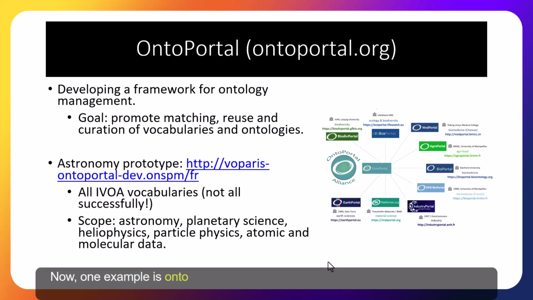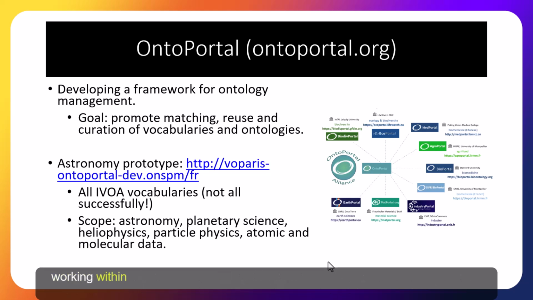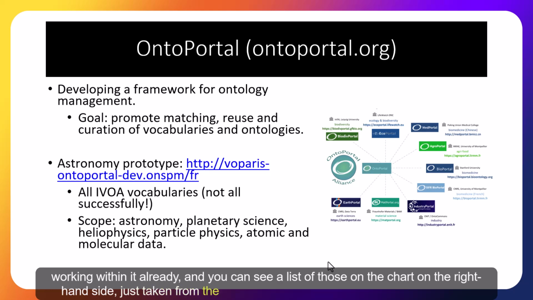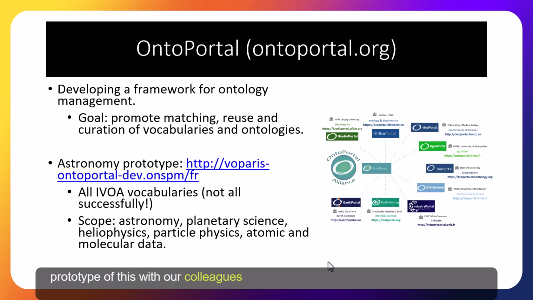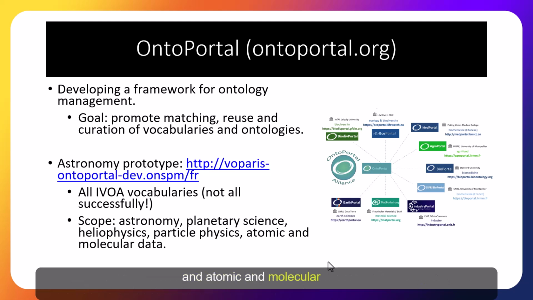Now, one example is Ontoportal, which aims to develop a framework for ontology management. Now, a number of disciplines have already signed on to this and are working within it already, and you can see a list of those in the chart on the right-hand side, which is taken from the Ontoportal website. Astronomy is working on a prototype of this with our colleagues at the Observatory in Paris, in France. All IVOA vocabularies have been imported, although not always successfully, and the scope of the work is pretty broad. We're including astronomy, planetary science, heliophysics, particle physics, and atomic and molecular data.